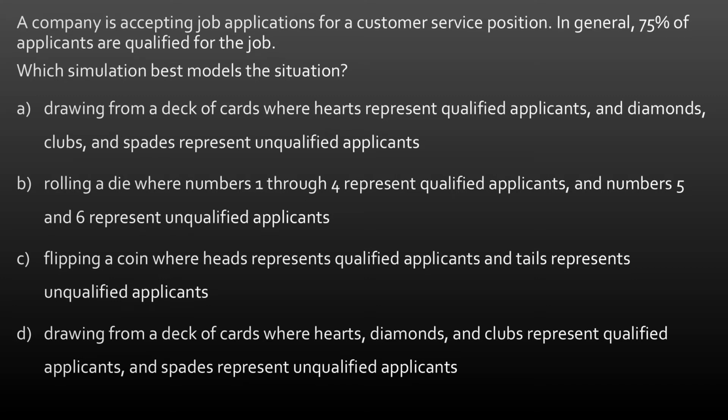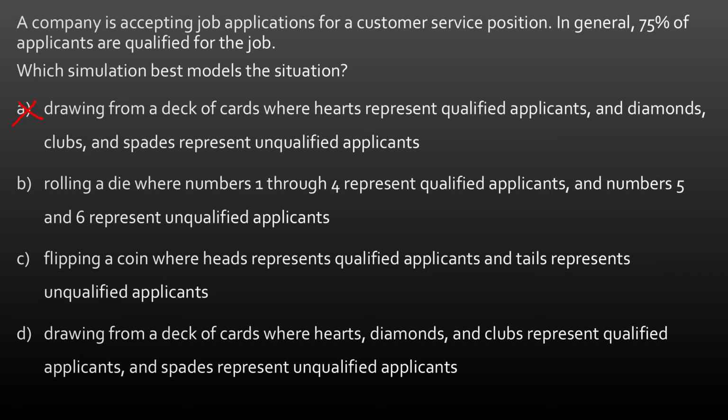The first option here says drawing from a deck of cards where a heart represents qualified applicants and diamonds, clubs, and spades represent unqualified. Well, here the bulk of them represent unqualified, right? We have diamonds, clubs, and spades. That's 3 out of the 4 that represent unqualified, but they should be qualified. So because of the wording on this one, A here is out.